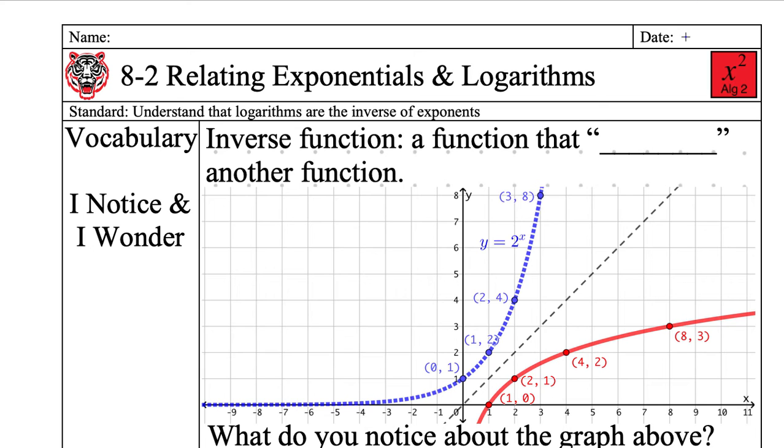All right, so today's date is Wednesday, January 15th, 2020. Make sure your name and date are on your paper. We're in Algebra 2. We are on lesson 8-2, relating exponentials and logarithms. Again, we're trying to make sure that we understand that logarithms are the inverse of exponents.